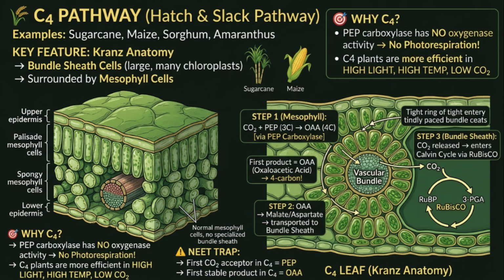NEET trap alert. In C4 plants, the primary CO2 acceptor is PEP, not RuBP, and the first stable product is OAA, not 3-PGA.